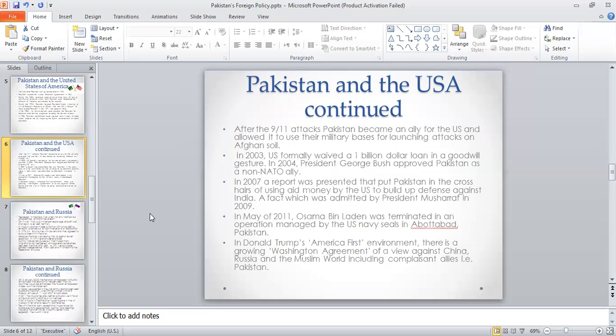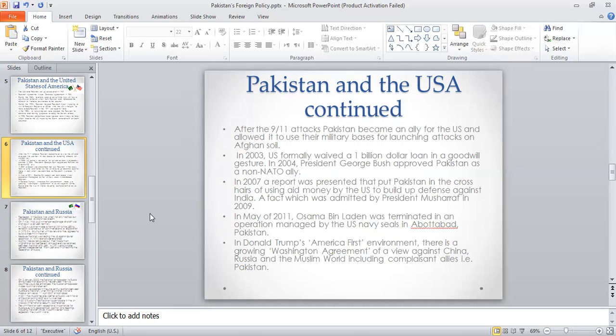The US formally waived a $1 billion loan in a goodwill gesture. In 2004, President George Bush approved Pakistan as a non-NATO ally, thus allowing Pakistan to buy strategic and advanced military equipment. However, since 2004, the US Army has targeted Taliban in the northwestern side of the country through drone strikes, resulting in many civilian casualties, which have angered many Pakistanis.